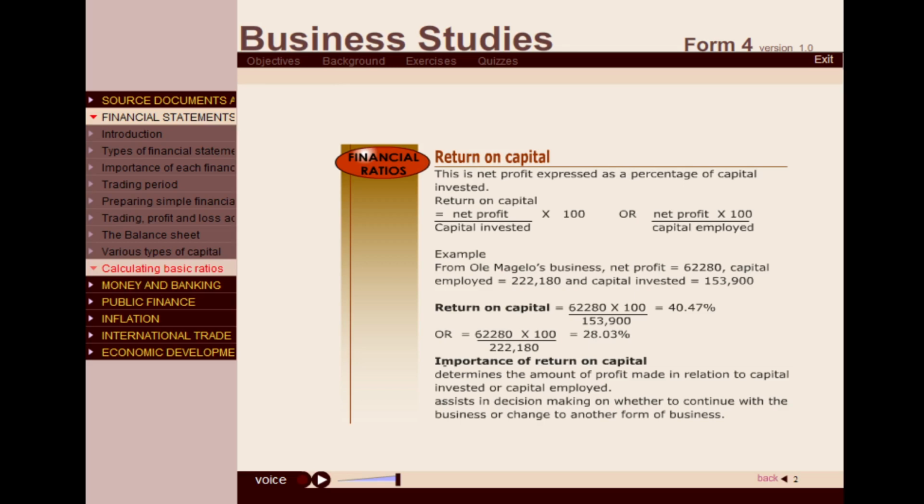It determines the amount of profit made in relation to capital invested or capital employed, and it assists in decision-making on whether to continue with the business or change to another form of business.